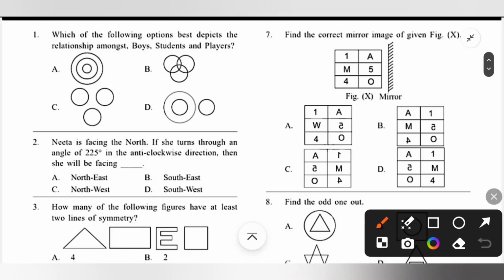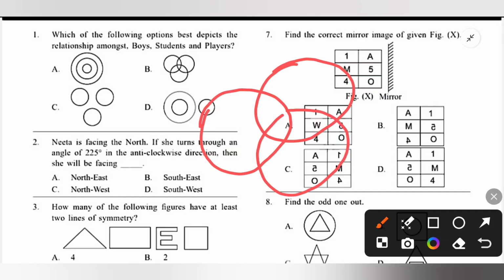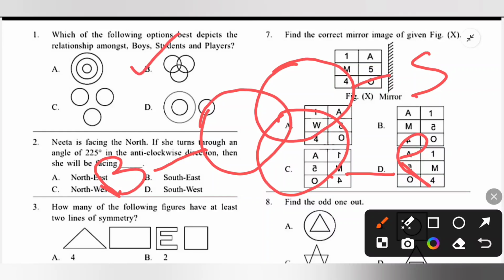First one, which of the following options best depicts the relationship amongst boys, students and players? Okay, so boys, students and then players. Some boys may be students and some may be players, and some students may be boys and some students may be players, and some students may be both boys and players. Similarly, some players may be boys and some players may be students, and some players may be both boys and students. Okay, so option B is the correct answer.